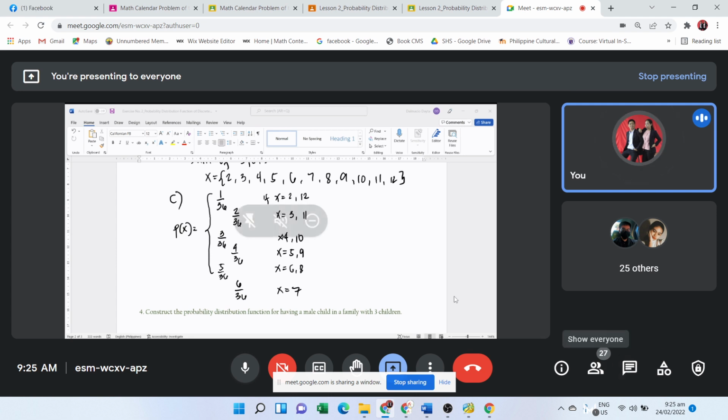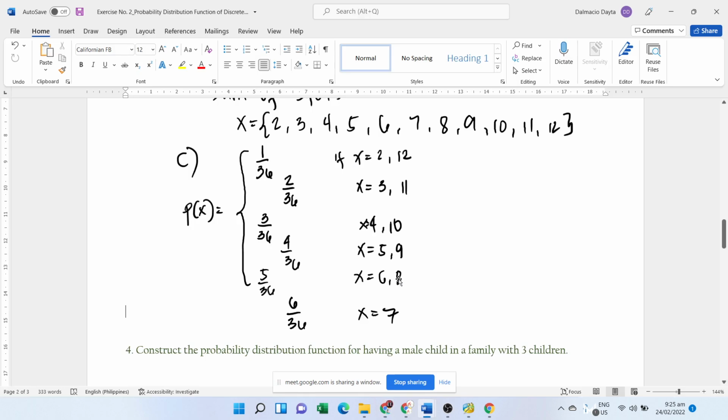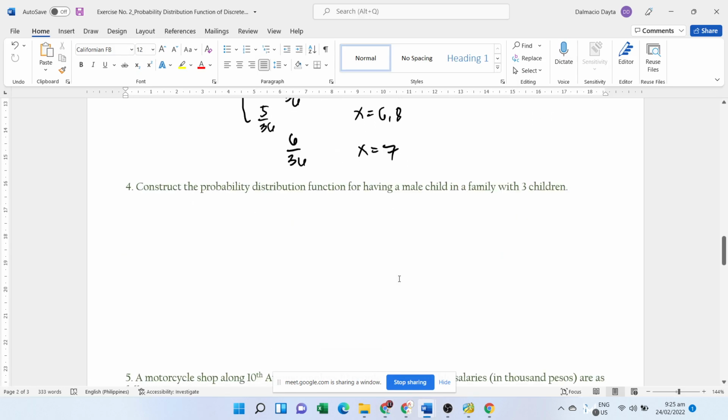Any other question, class, before we proceed to number 4? Wala. Okay, let's answer number 4. Construct the probability distribution function for having a male child in a family with 3 children. If you were following our video lessons, hindi dapat ito foreign sa inyo, yung family with 3 children. This was discussed, the sample space for this. Letter A tayo, sample space. Diniscuss yan. Actually, i-rewrite nyo na lang dito.